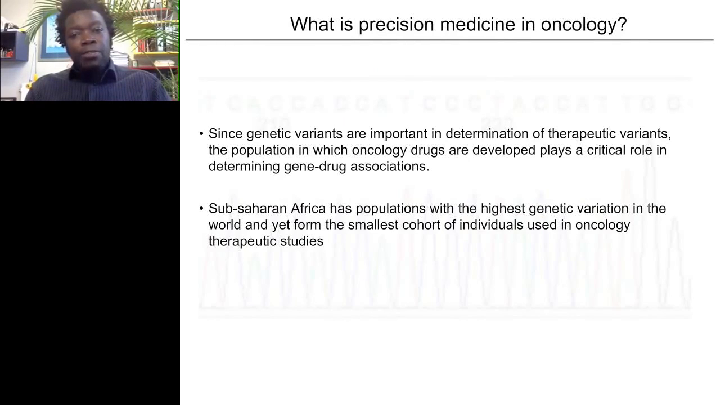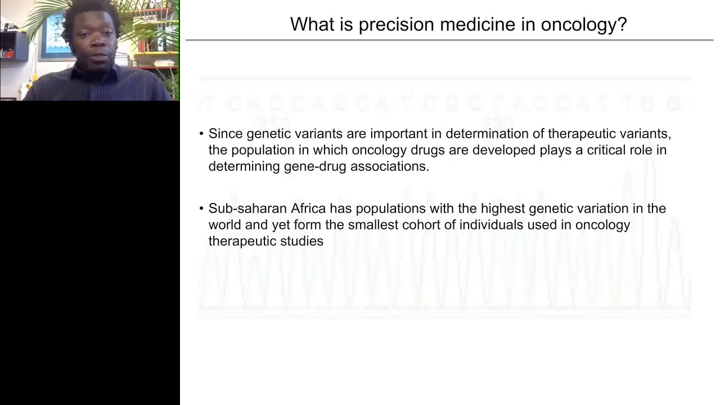And one of the key parts of this is that since we are using genetics to be able to come up with these markers, to be able to target individuals and stratify individuals who have cancer, and use those markers as companion diagnostics to be able to prescribe therapy, then our knowledge of genetic variants becomes very important. And since genetic variance is highly deterministic of our therapeutic approach, the population in which these oncology drugs are developed necessarily plays a critical role in determining the gene-drug associations. Now, that means that in populations like that in sub-Saharan Africa, where there's a high degree of genetic variation and genetic diversity, that becomes important in the development of oncology therapies, and more specifically in precision medicine.